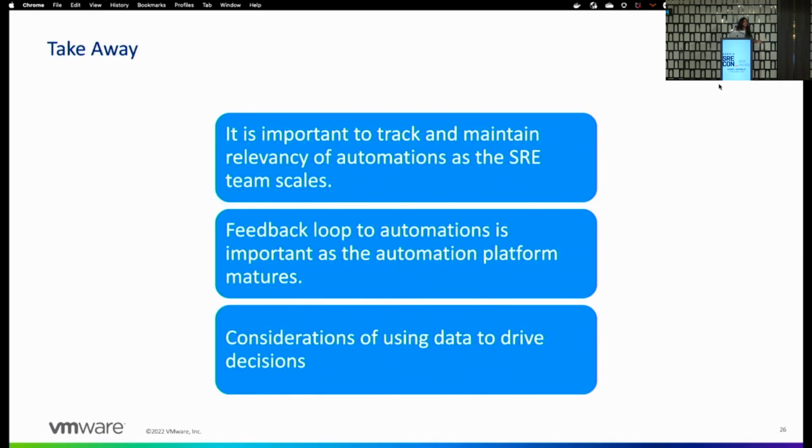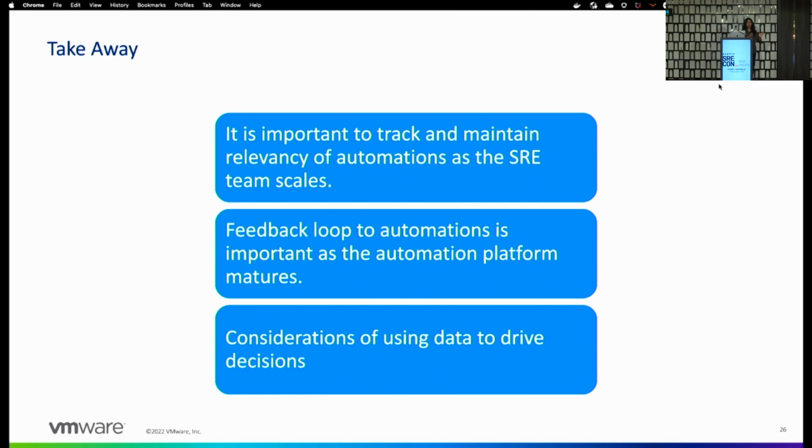But what do we learn from all of these? It is very important to track and maintain that the automations are relevant, else it will break, it might end up breaking the customer infrastructure.